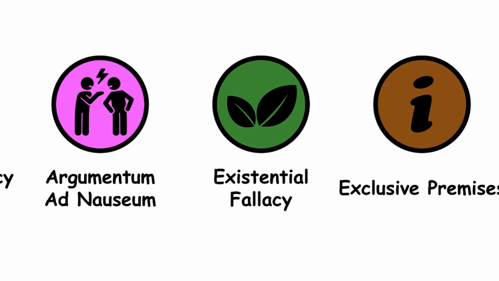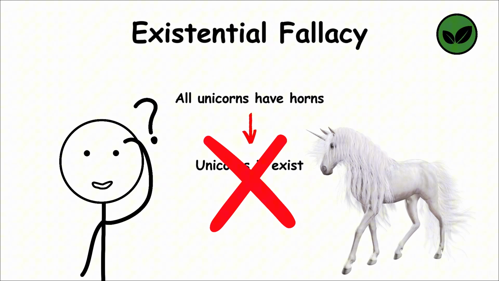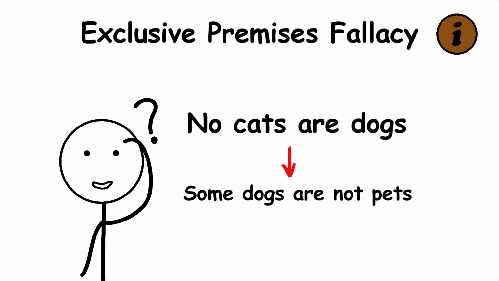Existential fallacy. It happens when someone assumes that something exists just because a statement about it is made. For example, if someone says all unicorns have horns, it doesn't mean unicorns actually exist. It just means that if unicorns did exist, they would have horns. Fallacy of exclusive premises. This happens when you have an argument with two negative statements and try to make a conclusion from them. From these two negative statements, you can't logically conclude anything about cats and pets because the premises don't give you enough information to connect them.